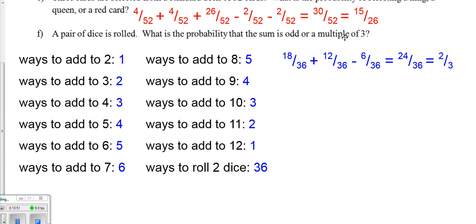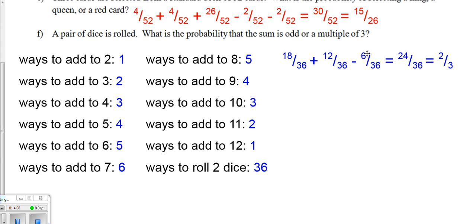For multiples of 3, that would be 3, 6, 9, and 12. So we just add those up. 2 plus 5 is 7, plus 4 is 11, plus 12 is 23. So we have 12 out of 36 here.